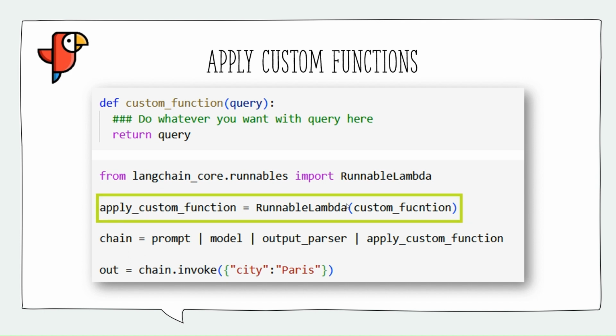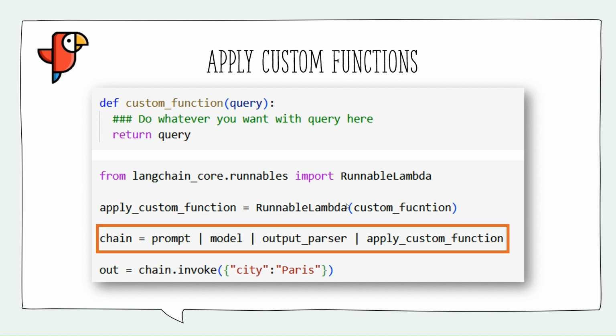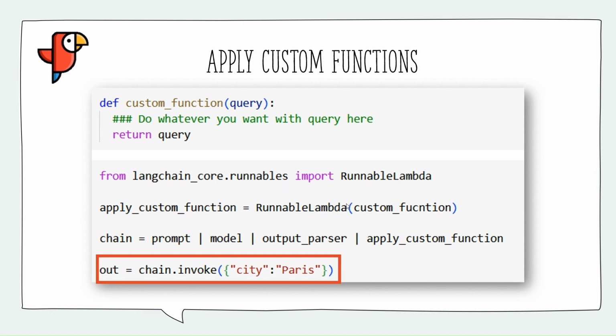We now define our chain using LCEL. Here we have four components in our chain. If we run our chain, the input goes to prompt, the prompt goes to model, the output of the model is then parsed by the output parser, and its generated text is then passed to our custom function to get a new output. Note that LangChain supports various output parsers by which we can transform LLM's outputs to a more suitable format.